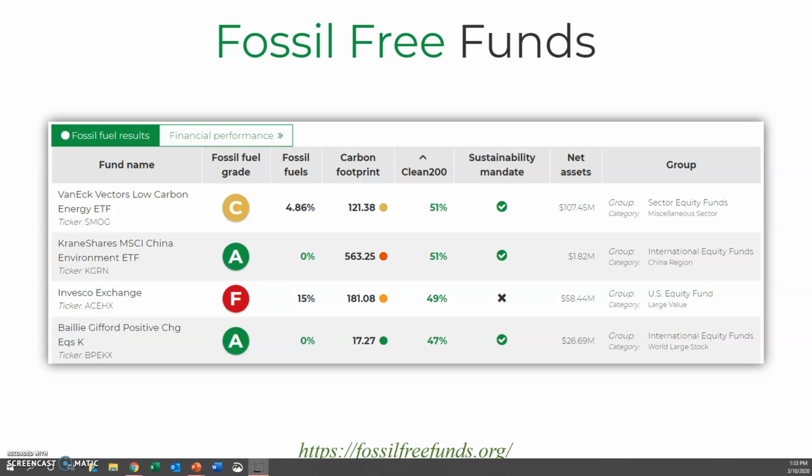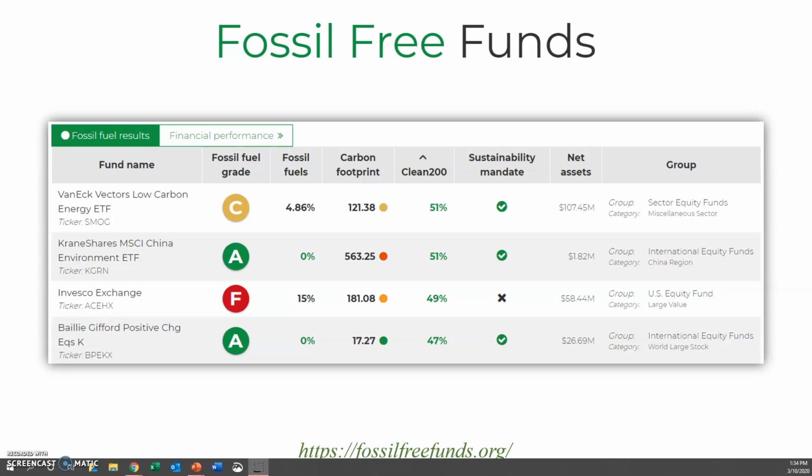The fossil-free funds tool lets you evaluate where your money is being invested, and so it definitely lets you take a look to see whether different companies might be polluting, or maybe they're contributing to deforestation, or maybe they have a lot of investments in military weapons, those kind of things.